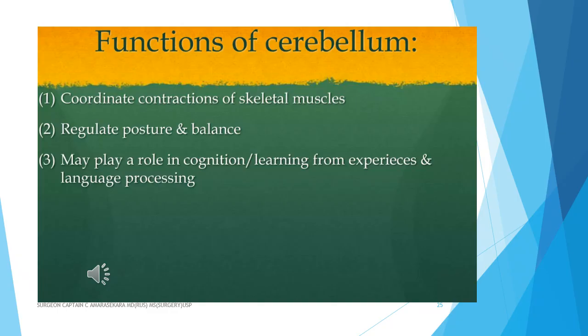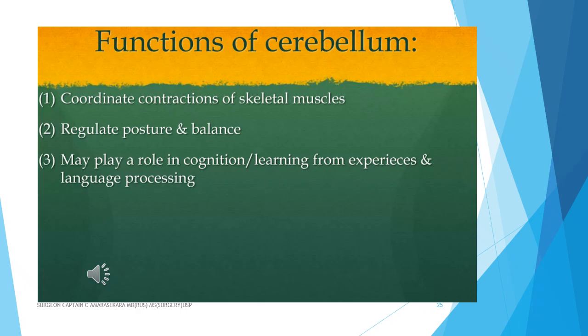So, another function: regulation of posture and balance. Through integration with vestibular nuclei, spinal proprioceptors, and visual input, the cerebellum maintains equilibrium. The flocculonodular lobe plays a key role in balance, especially during dynamic movement. Damage can lead to truncal ataxia, vertigo, and wide-based gait.